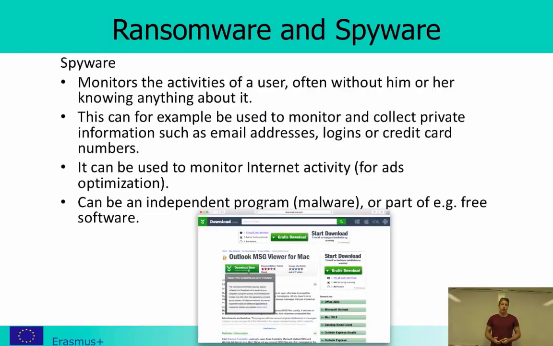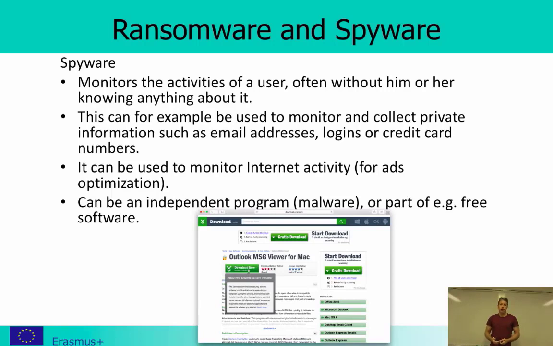We also have other kinds of malware, for example spyware, where spyware is often monitoring the activities of the user without him or her knowing it, and this information can then be used for different things. One thing it can be used for is to harvest private information such as email addresses, logins and credit card numbers, which can be sold, but it can also be used to monitor internet activity in order to optimize the ads that the person receives.